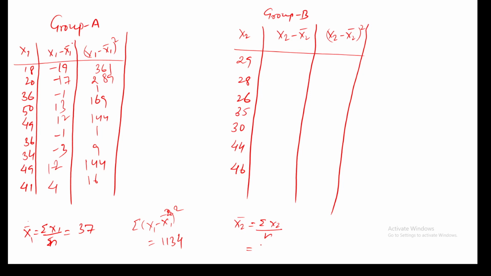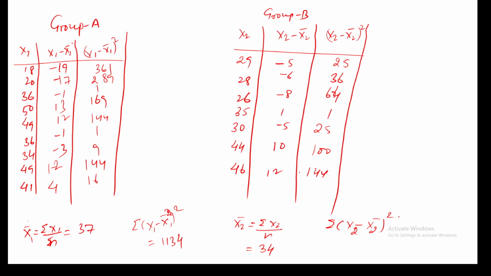It came around this much, 34. So minus 5, minus 6, minus 8, 1, minus 5, 10, 12, 144, 100, 25, 1, 64, 36, 25, x 1, 2, sorry, it came around some 386.